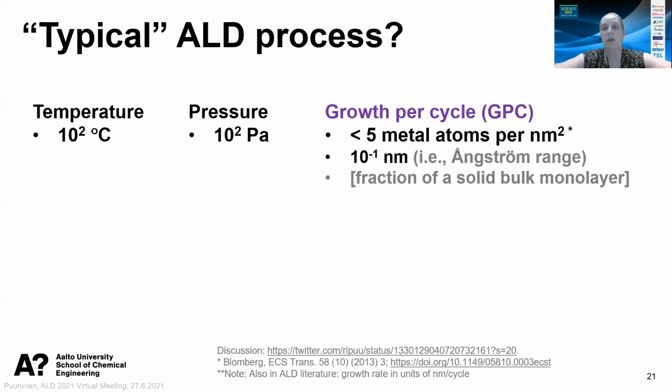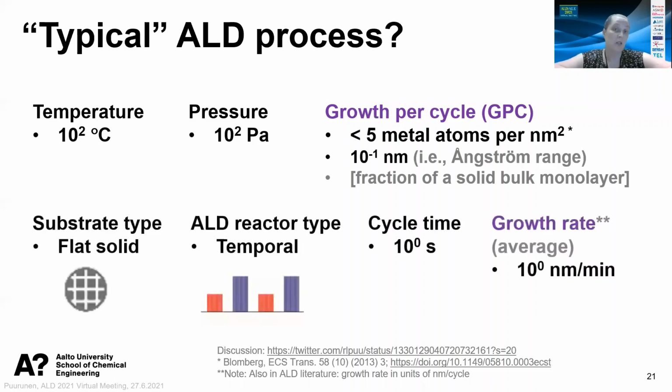if you want to talk about this areal number density, somebody has given a number of less than 5, and I think it's pretty good. Substrates, most often flat solids, but can be really different also. Most often temporal type, cycle time in the order of seconds, growth rate, so with time, something like 1 nanometer per minute, a slow growth technique.